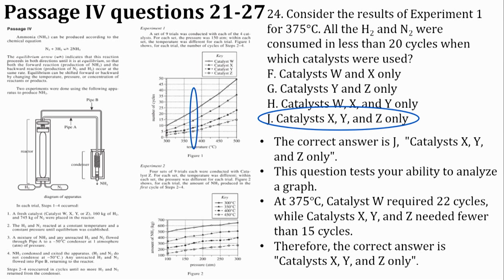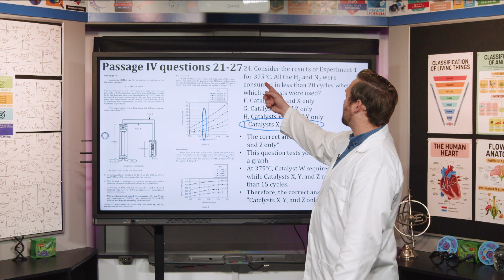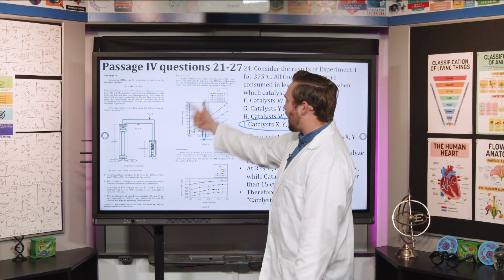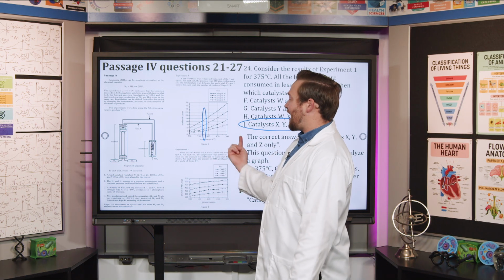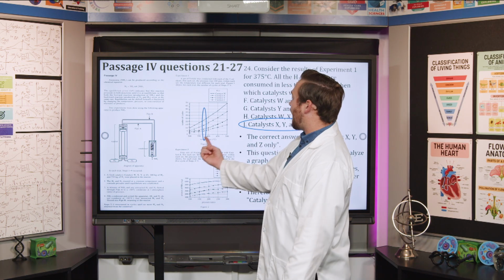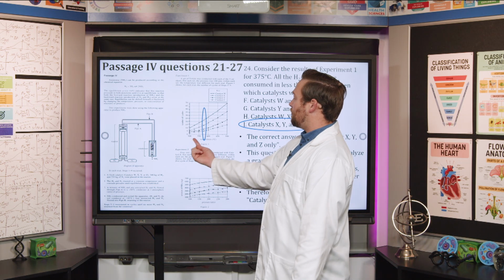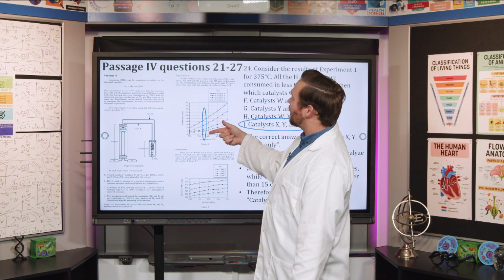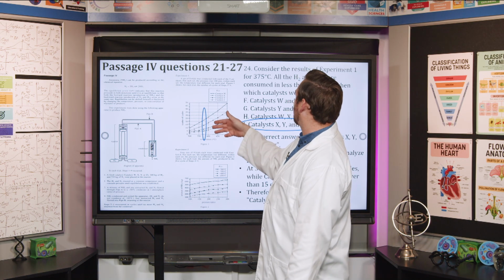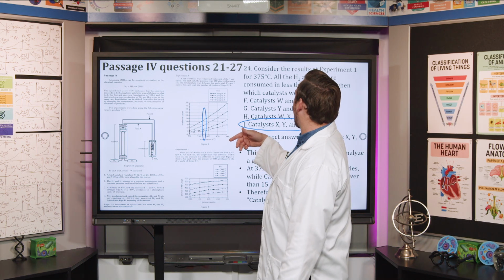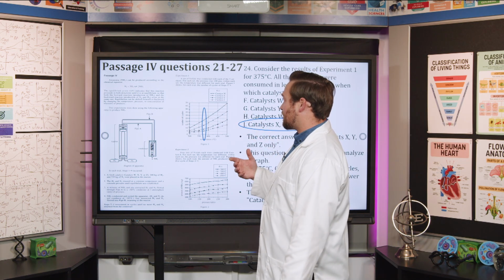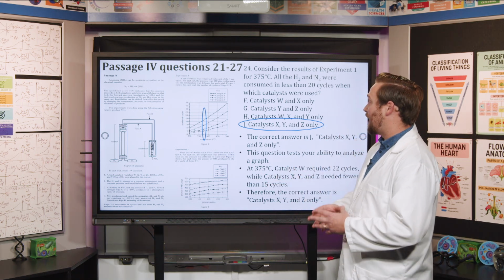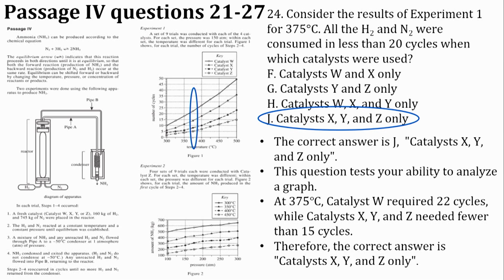Okay, so what's going on here is it's telling us the temperature, 375 degrees, and it wants to know which of these needed fewer than 20 cycles. Well, on my figure 1, I can see that on the x-axis it's talking about temperature. I can find 375, it's right in between 350 and 400. Then I just look at all of the values for the different catalysts there. I can see that 3 are below 20 cycles and only 1, which is catalyst W, is above 20 cycles. That means that catalysts X, Y, and Z needed fewer than 20 cycles, and that means that J is our correct answer. Great job, y'all.